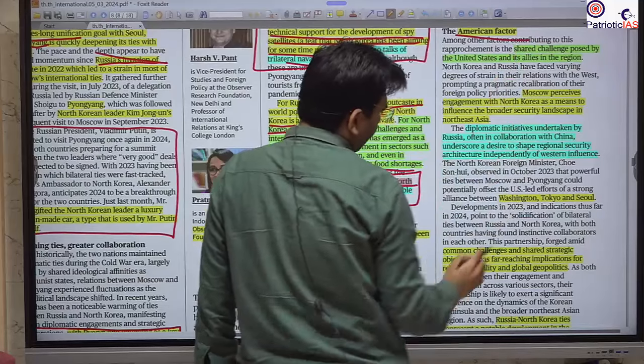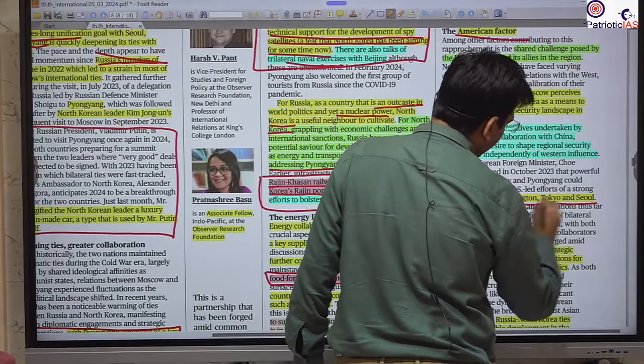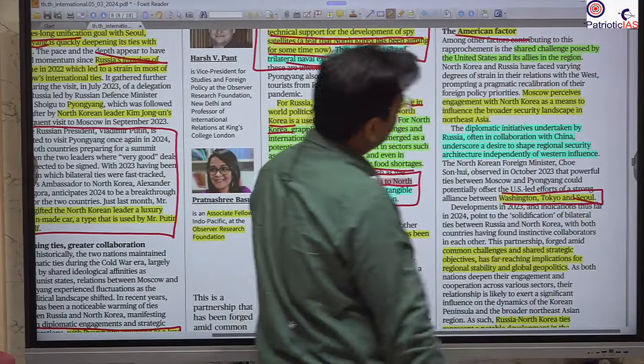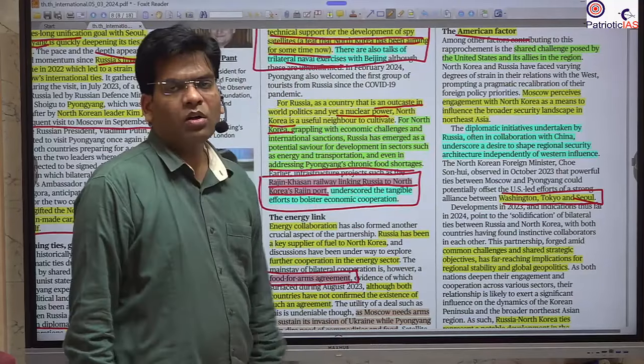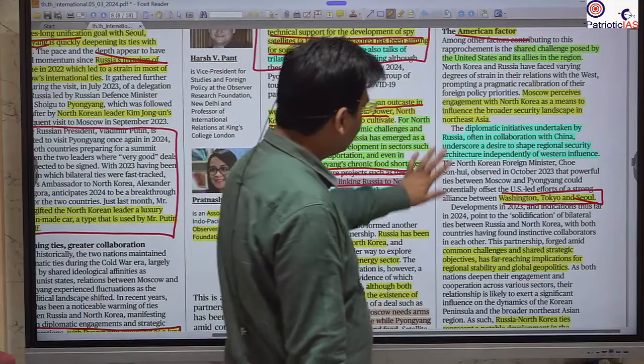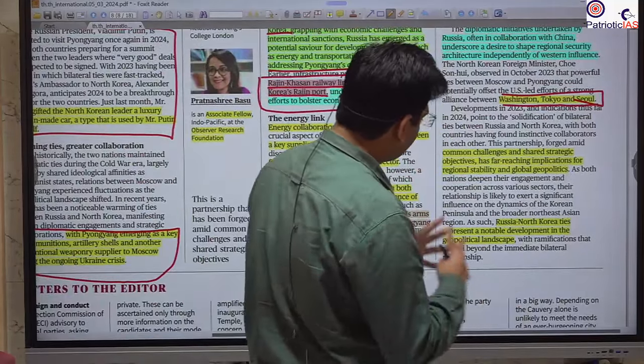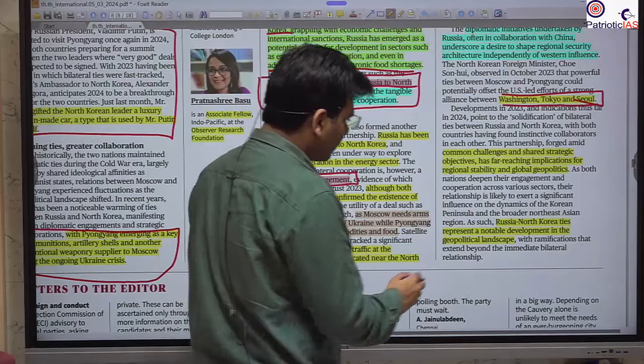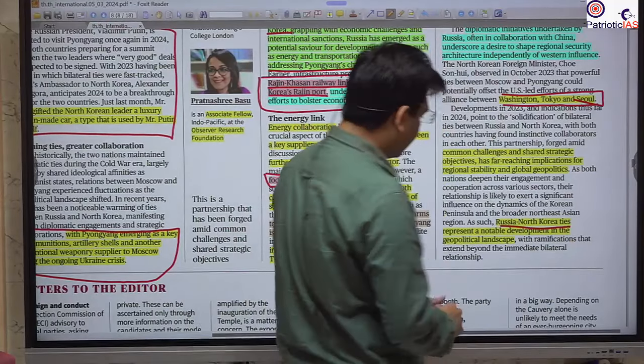Okay. What is the American factor? Because we see that there has been the axis of Washington, Tokyo and South Korea. So this pushes North Korea towards Moscow, and this is all about how there is convergence, and that's why the Russia-North Korea ties are growing day by day.